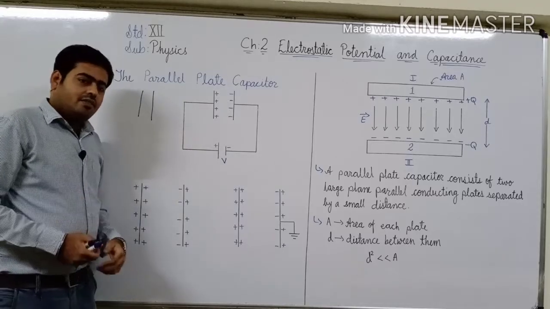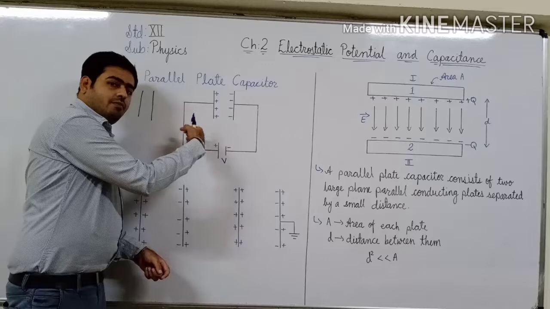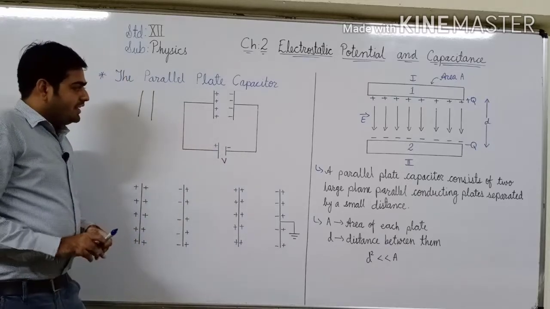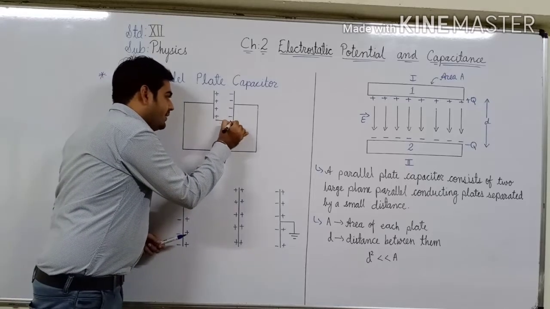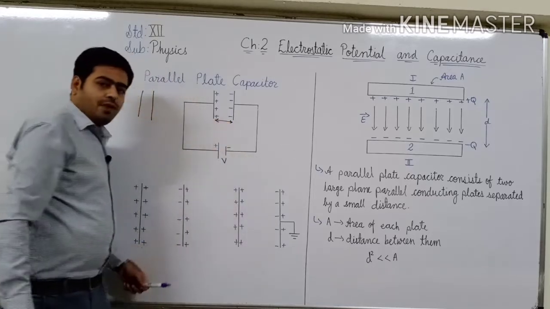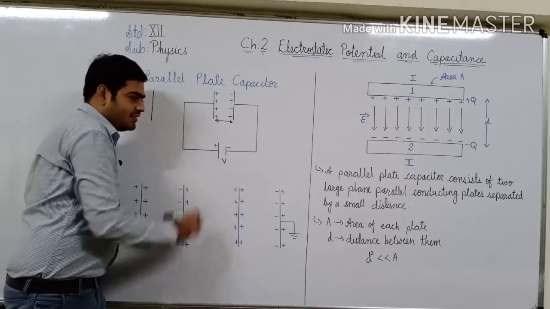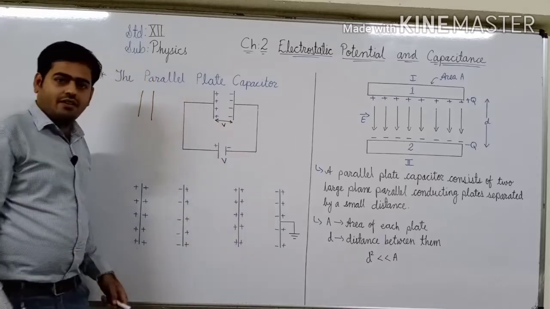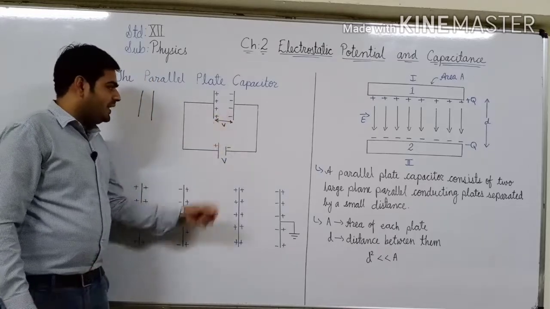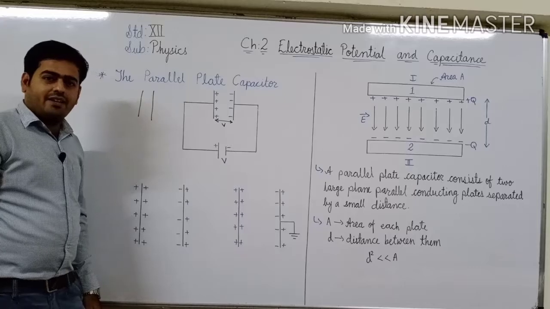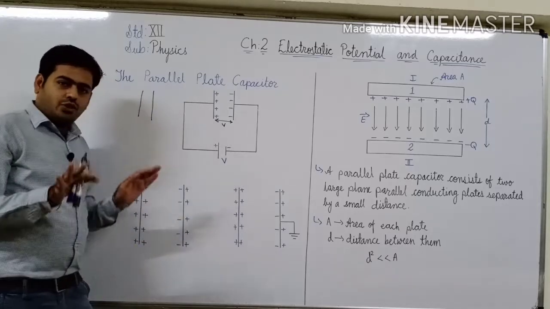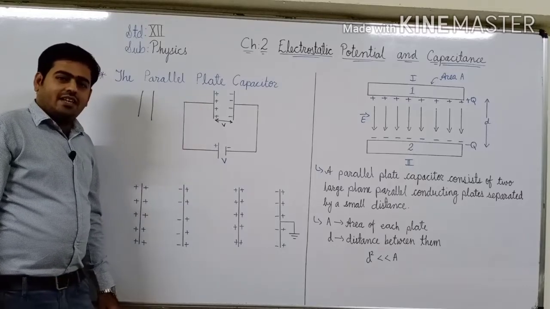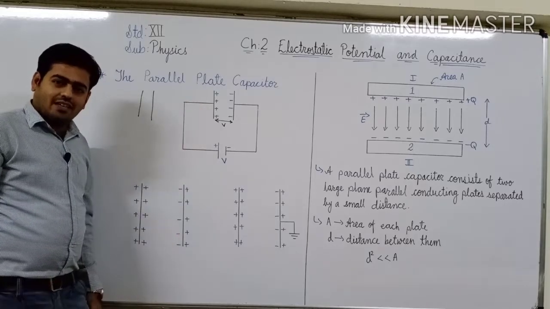Up to what time these electrons will move from first plate to second plate? Till the potential difference between these two plates becomes same as the potential of this battery. When the potential difference between these two plates will become V, after that the motion of free electrons will stop, and at that time we can say that the capacitor is fully charged.